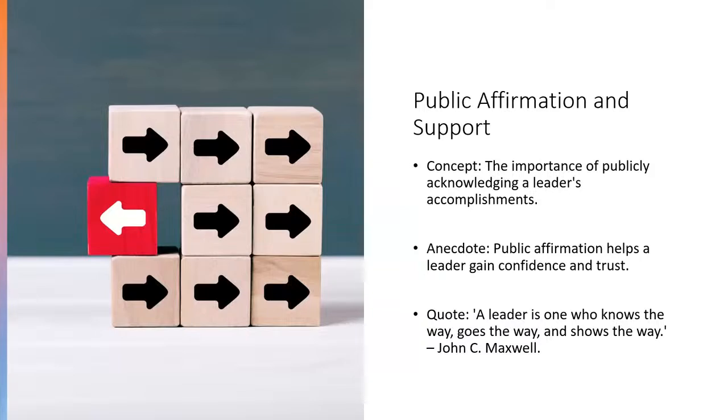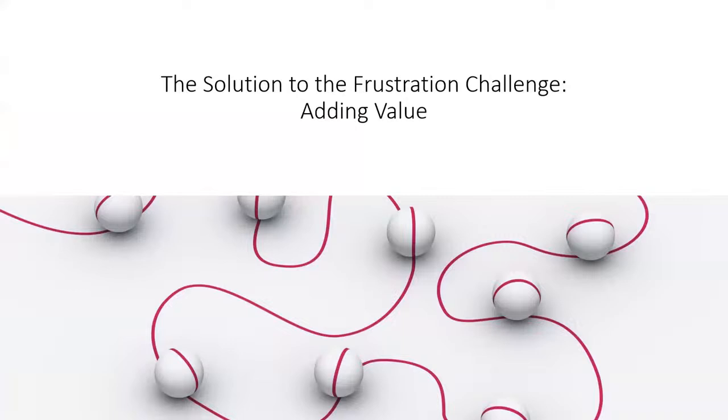I would highly encourage public affirmation and support of the leader. Publicly acknowledge your leader's accomplishments. An anecdote here is the leader gaining confidence and trust in you because you gave power to them. You gave them that public affirmation. John Maxwell says a leader is one who knows the way, goes the way, and shows the way. You as a leader, you show the way in bigging up your leader, in acknowledging your leader publicly.